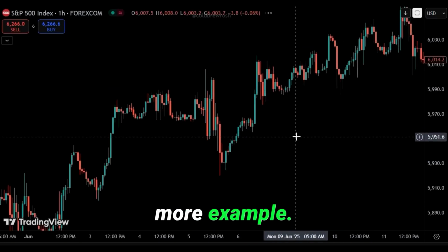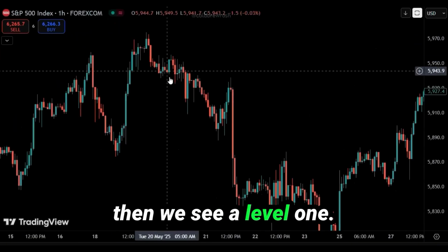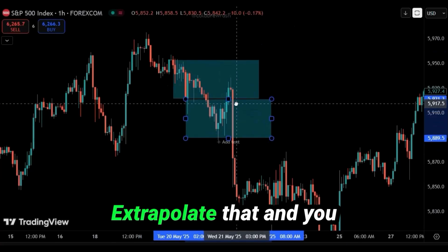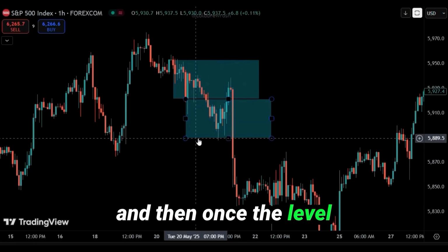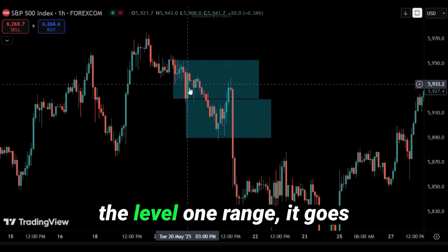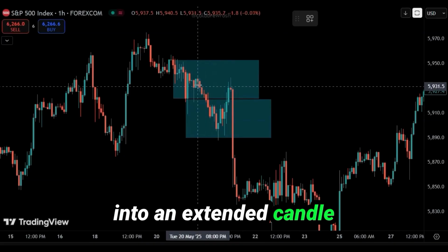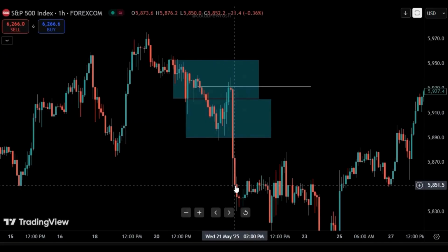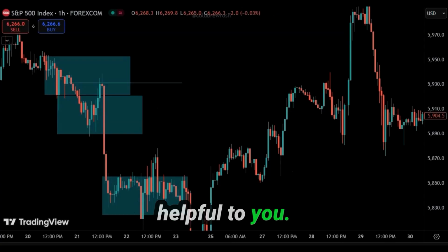Let's look at one more example. We get liquidity taken, then we see a level 1. You extrapolate that and you get your level 2 created. Once the level 2 range completes the level 1 range, it goes back into level 1 to tap into an extended candle, and then it moves to the downside. But this is your market maker model. Hopefully that was helpful to you.